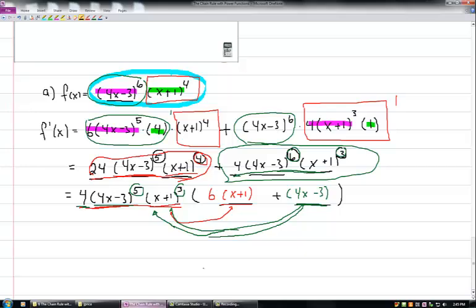So what I need to do is multiply through by that 6. Notice this is a 6x plus 6 on the inside. Then I have plus 4x minus 3. And so 6x plus 4x, I have a 10x. And then plus 6 minus 3 is a plus 3. And so my final answer will be equal to 4 times (4x minus 3) to the 5th, all times (x plus 1) quantity cubed, and then all times (10x plus 3).